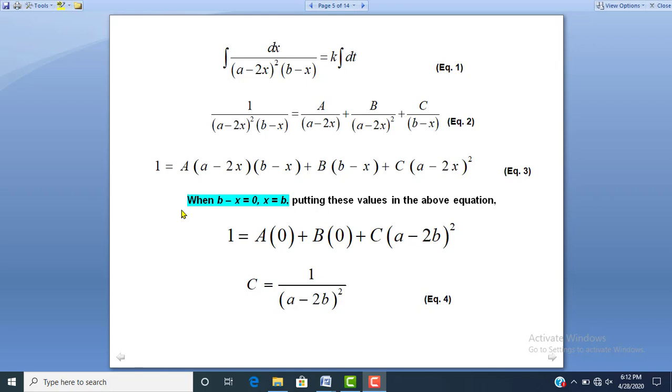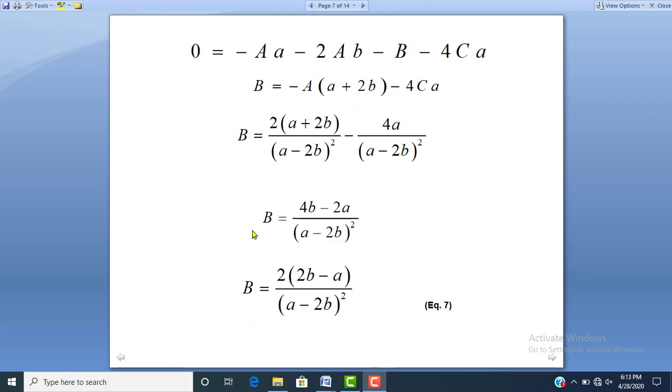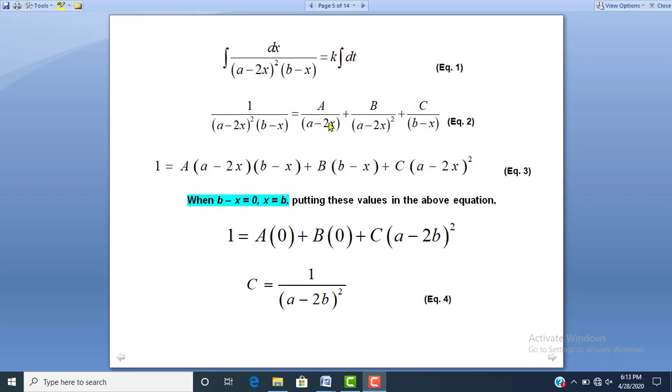Dear students, this equation is very important because from this equation number 3, we will be able to find the values of C, B and A. In the next lecture, we will find the value of C, then we will find the value of A, then we will find the value of B. We will put these values back into equation 2, then we will simplify the equation and ultimately after integration we will get the value of rate constant k.